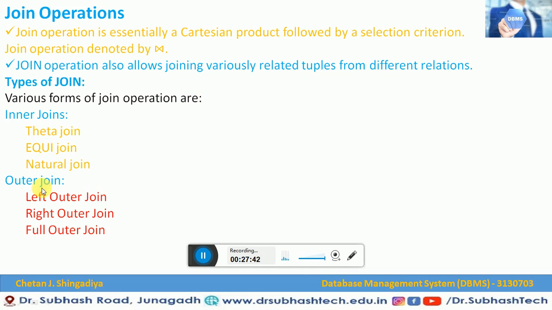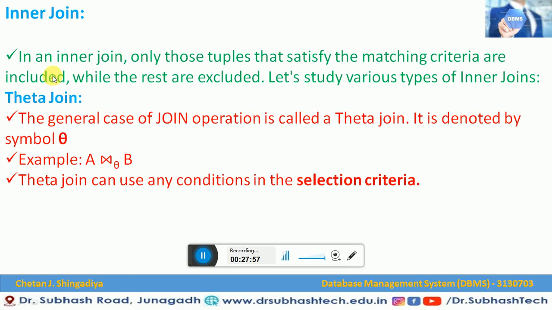There are actually two types of join: inner joins and outer joins. In inner joins, we can talk about theta join, equijoin and natural join. In outer joins, we are going to discuss the left outer join, right outer join and full outer join. Now let us discuss inner join. In inner join, only those tuples that satisfy the matching criteria are included, while the rest are excluded, that means discarded. Let's study the various types of inner join.